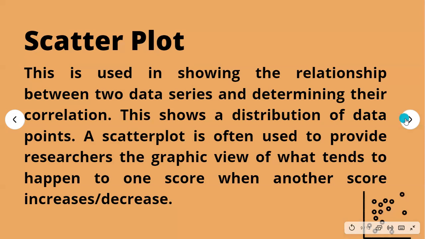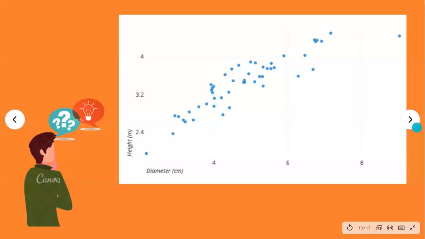Now let's have the third one, scatter plot. This is used in showing the relationship between two data series and determining their correlation. This shows a distribution of data points. A scatter plot is often used to provide researchers the graphic view of what tends to happen to one score when another score increases or decreases. So let's see an example.